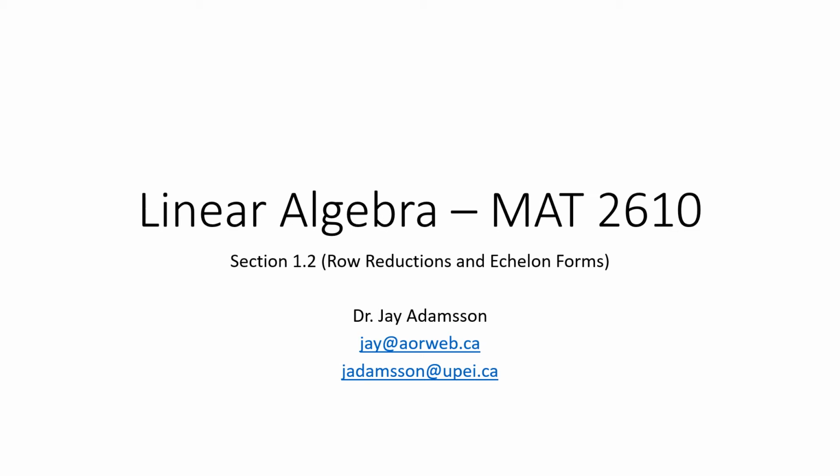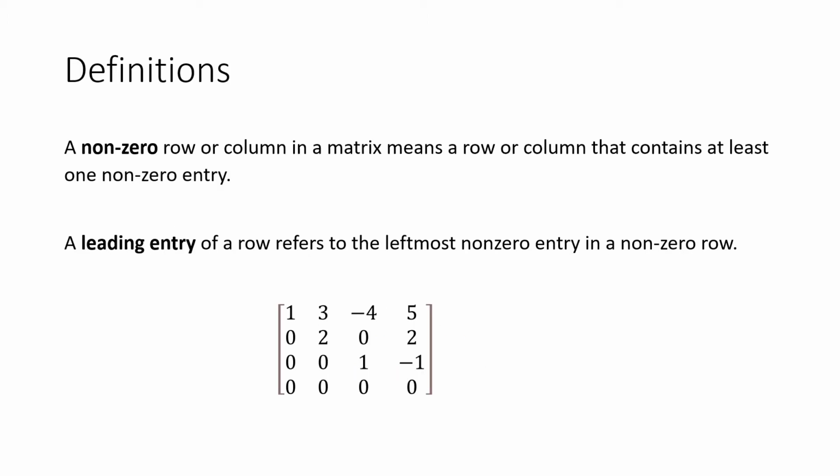Hello again. Today we're going to be looking at section 1.2 out of the book on row reductions and echelon forms. So let's start off with a couple of definitions. First off, a non-zero row or column in a matrix. Now, when we're talking about matrices, we're going to be dealing with matrices through most of this course.